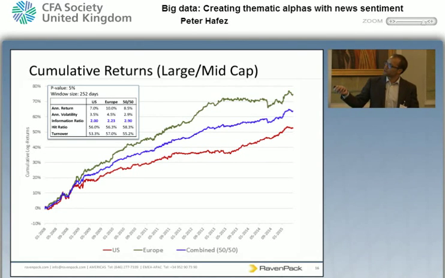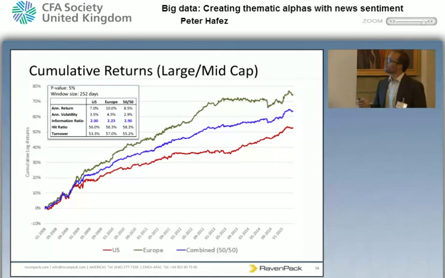We have information ratios in the U.S. of about 2.2, for Europe, and 2.9 for the combined strategy. Is this a real portfolio or is it a simulation? This is a simulation. It's the output of what we have from the process.